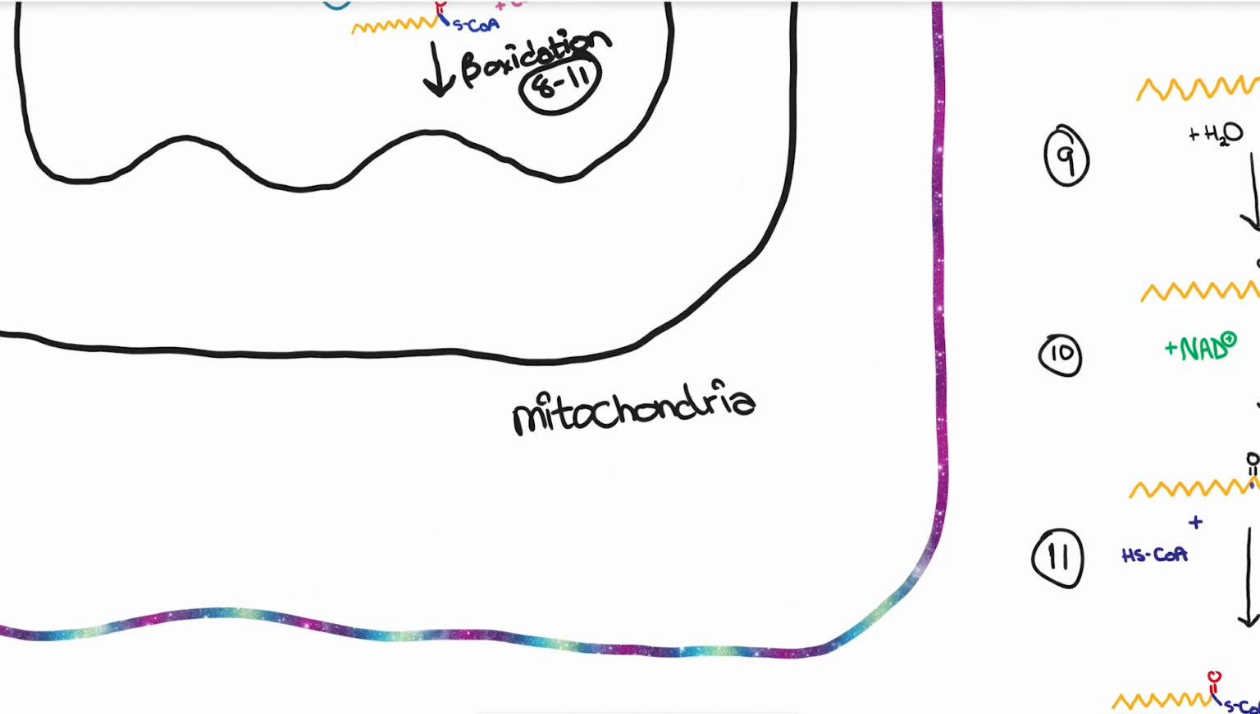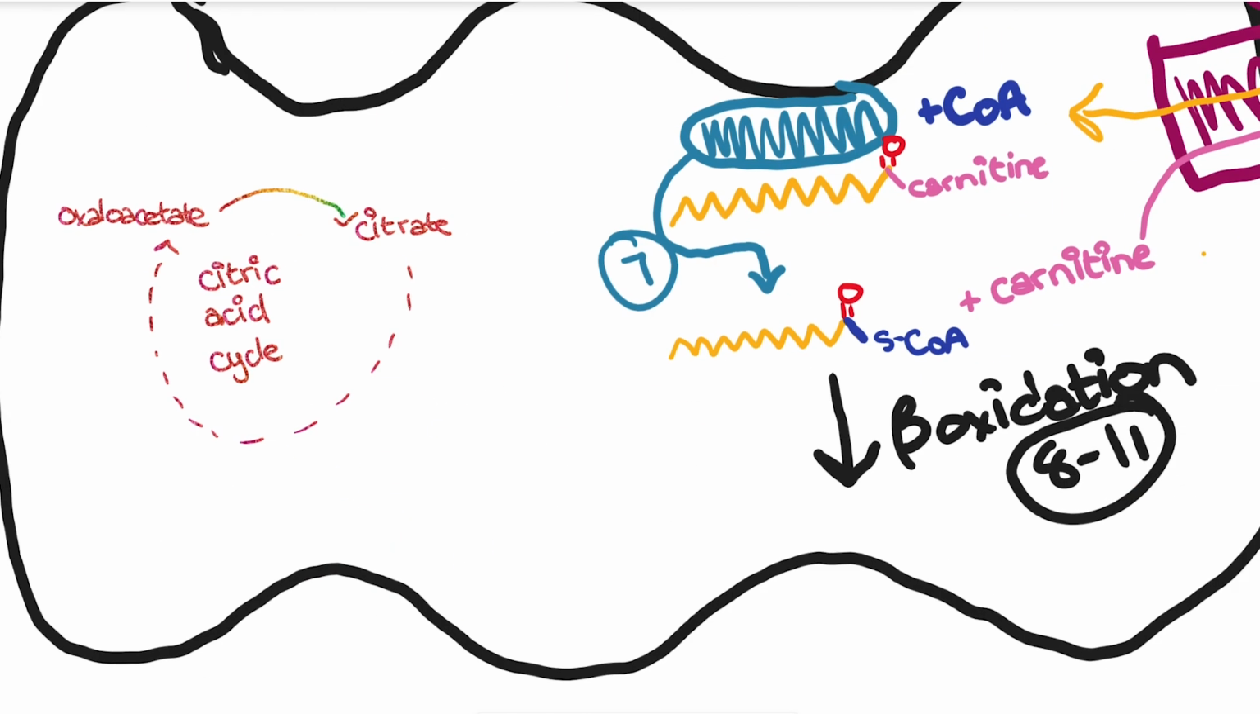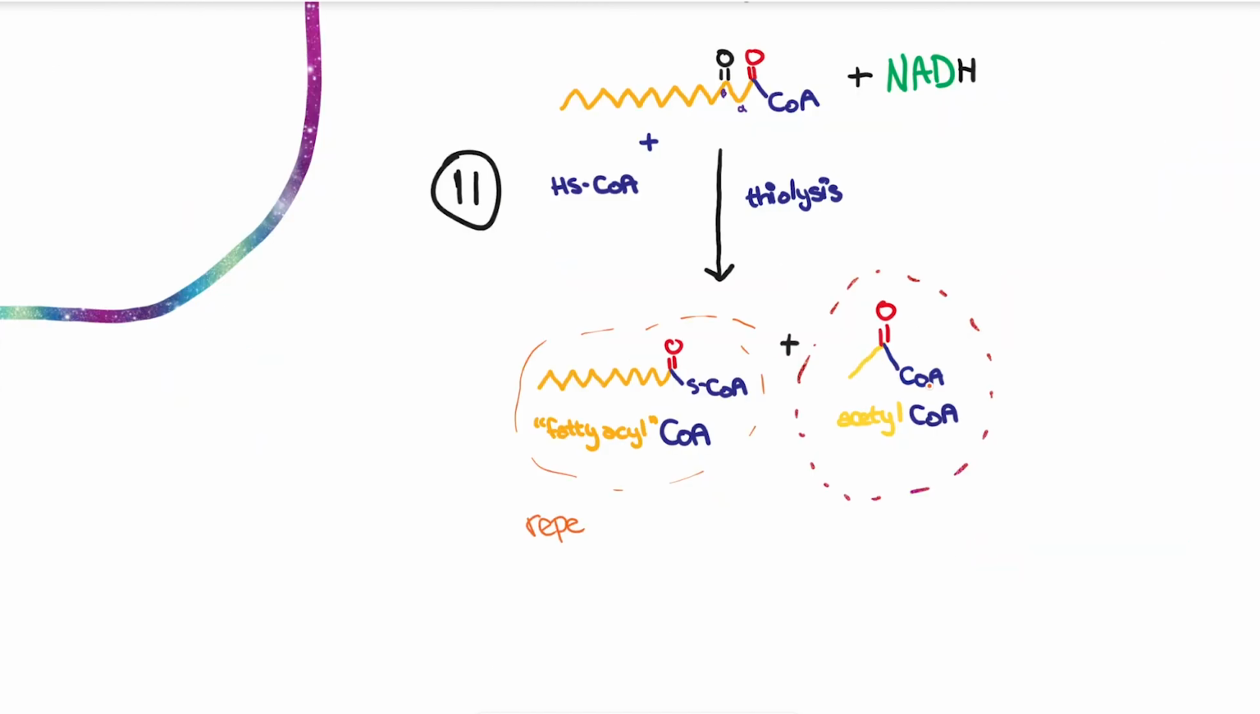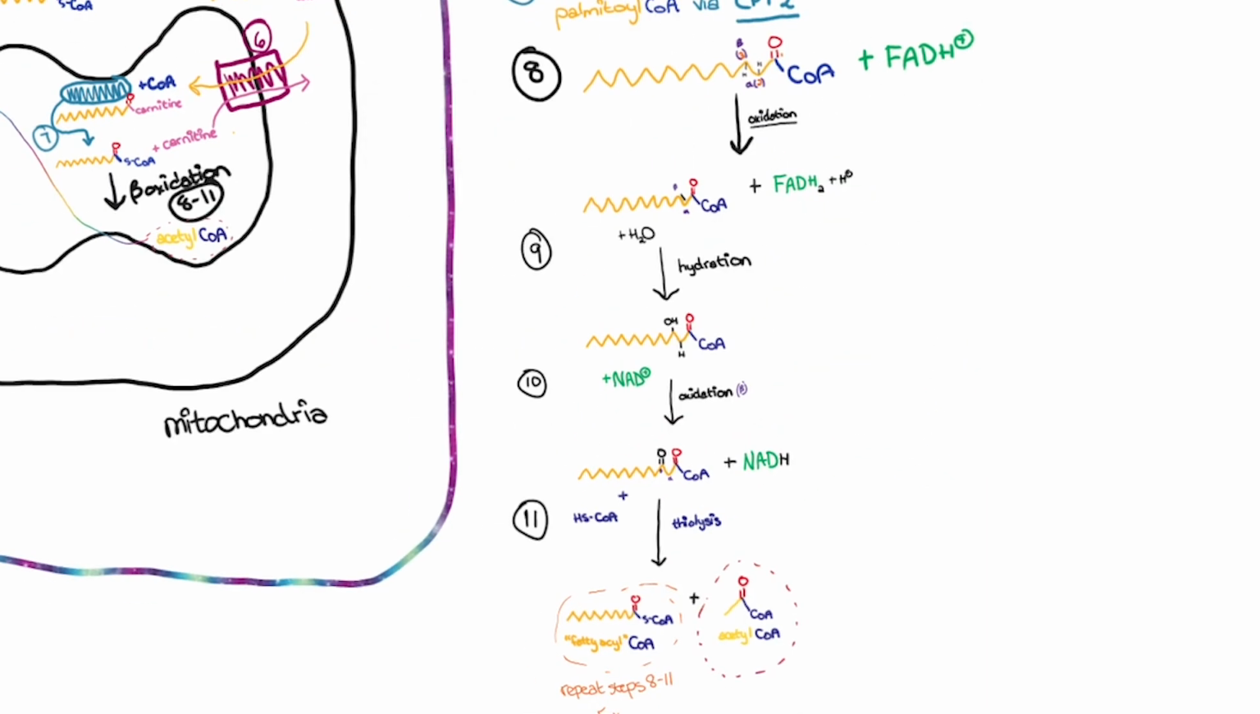Now that we've made that acetyl-CoA molecule, it's going to hop on over to the citric acid cycle, where it's going to be combined with oxaloacetate to make citrate and go through the cycle all over again. The 14-carbon fatty acyl-CoA is going to keep going through beta oxidation 5 more times until it makes 2 acetyl-CoA molecules.